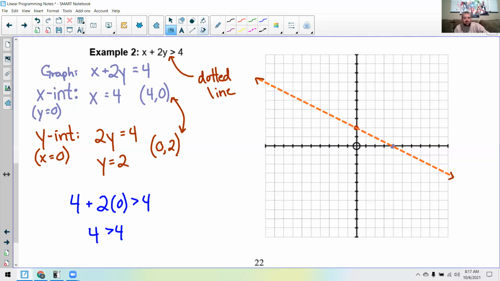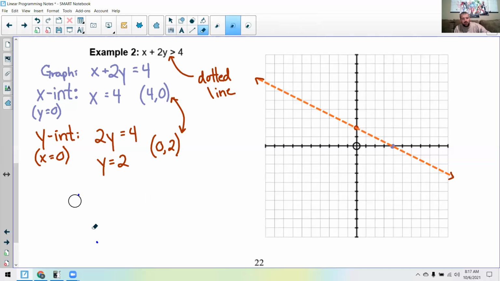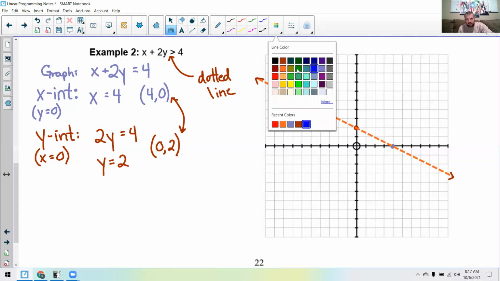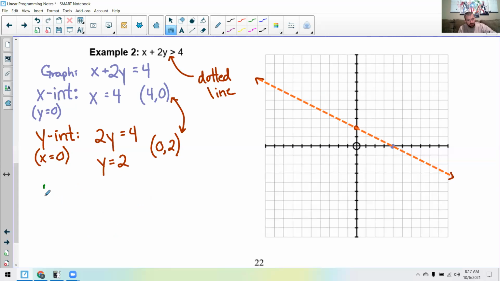Now I need to figure out which side of the line is the answer. Is it above the line or below the line? Don't try and say, oh, because it's greater than it's always going to be above, or if it's less than it's always going to be below. You have to also watch the signs. So it's always beneficial to test 0, 0.